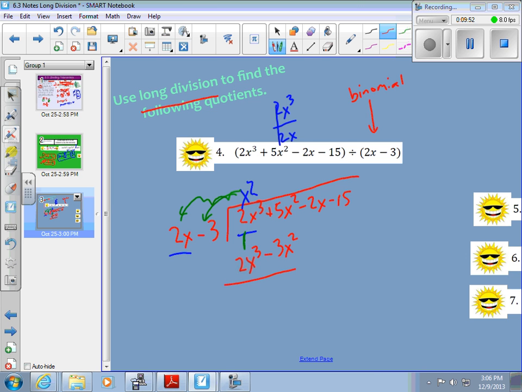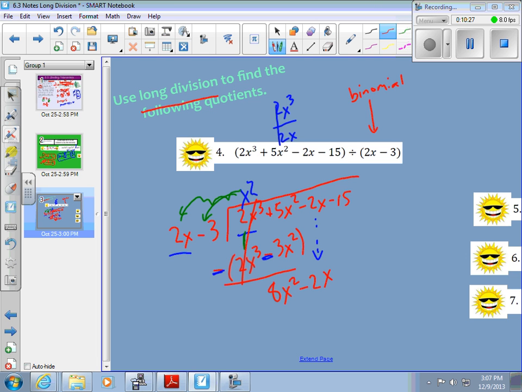Now when you subtract, okay, you're going to be subtracting all of this. These ones are always going to cancel out if you've done it right. But what we're going to be doing is taking 5x squared minus a negative. So anytime you're minusing a negative, you got to think plus. 5x squared, this is going to end up being plus 3x squared, which would be 8x squared. We're minusing a negative. Okay, bring down your next term.